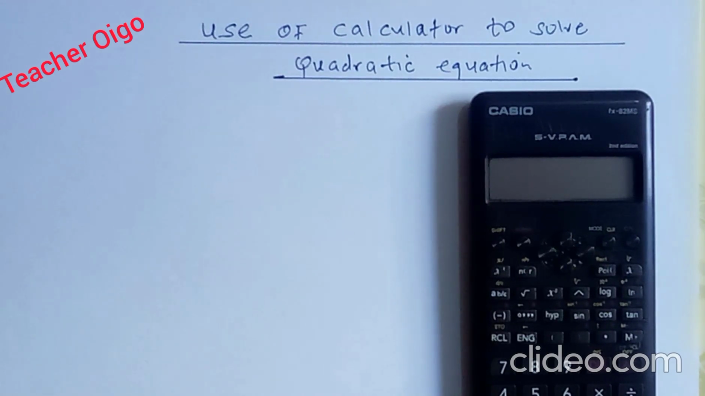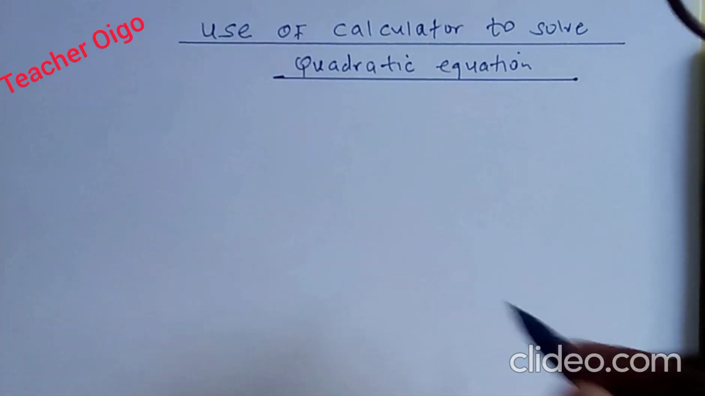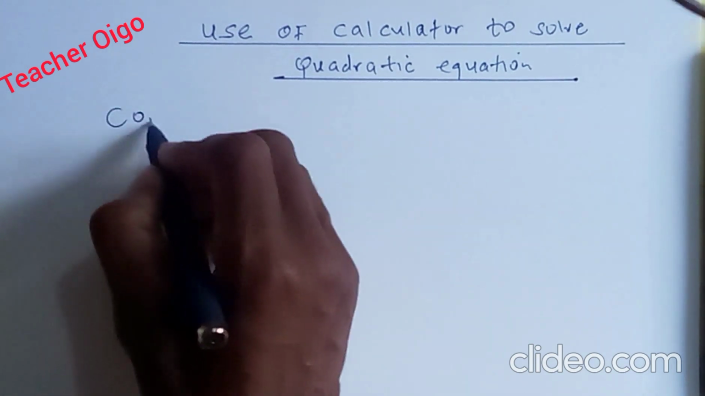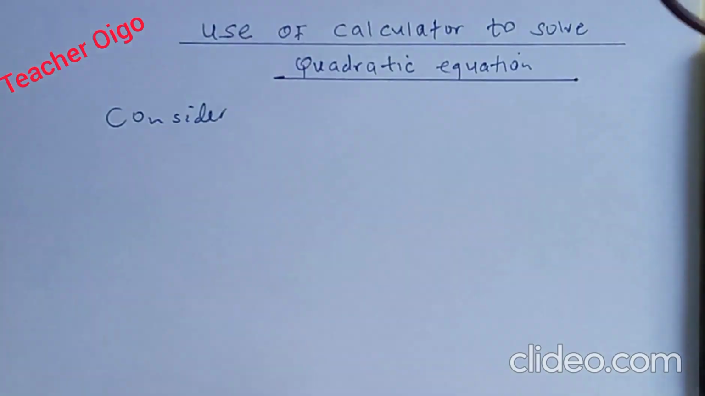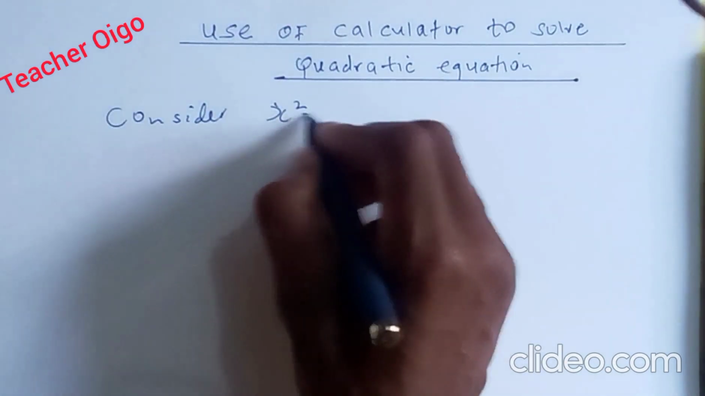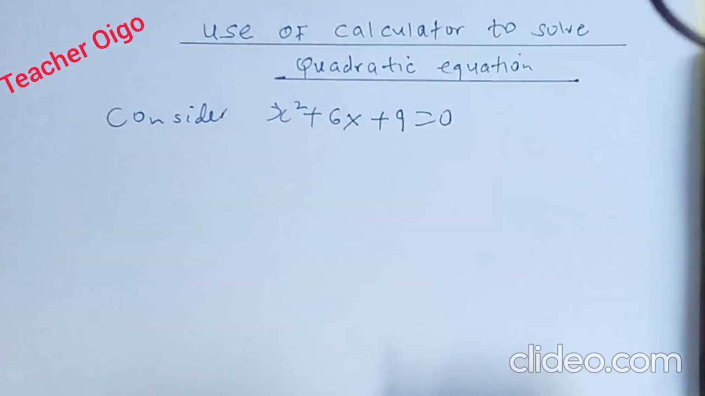Now, today I want to provide some short, quick procedures on how to use a calculator to solve what we call the quadratic equation. In other words, how to use a calculator to find the roots of a quadratic equation. Now, on a quick one, there's a question of this type which I want us to consider. We can consider the equation x squared plus 6x plus 9 equals 0.